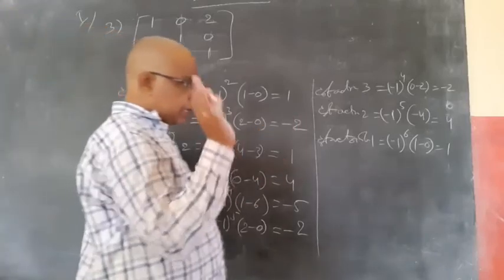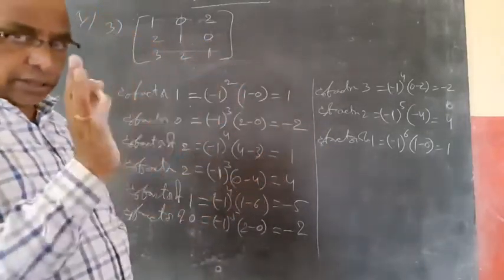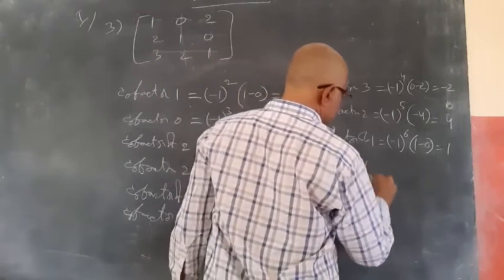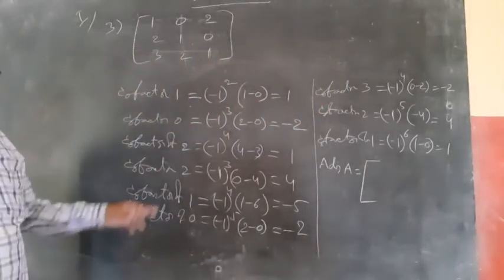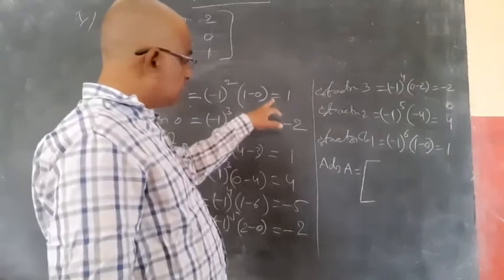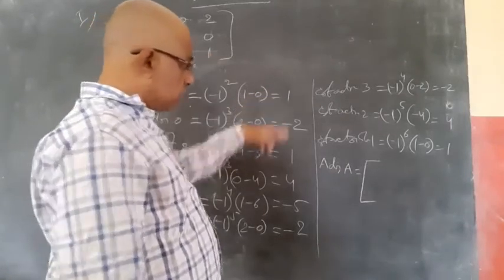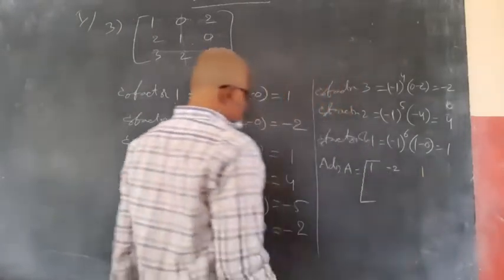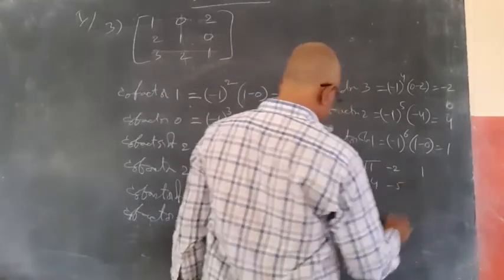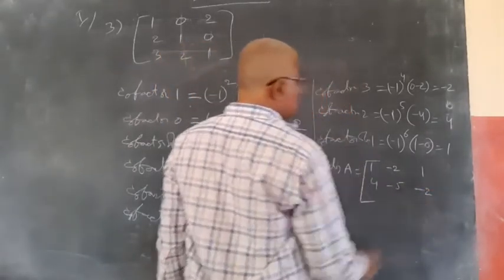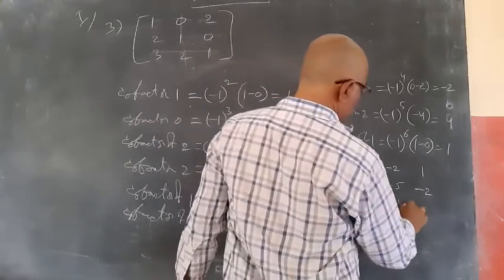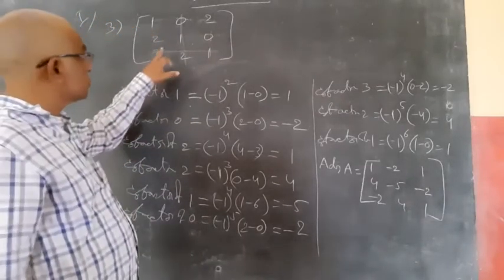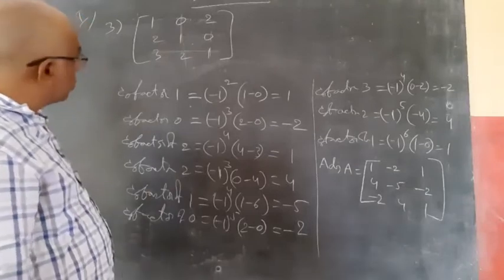Now adjoint A. Now we need to find adjoint A. Adjoint A equal to transpose of cofactor matrix. Means write down this cofactor matrix. I took this row wise, so arrange them row wise first. 1 minus 2 1. Then 4 minus 5 minus 2. Then minus 2 4 1. Minus 2 4 1. 0 minus 2 minus 2.